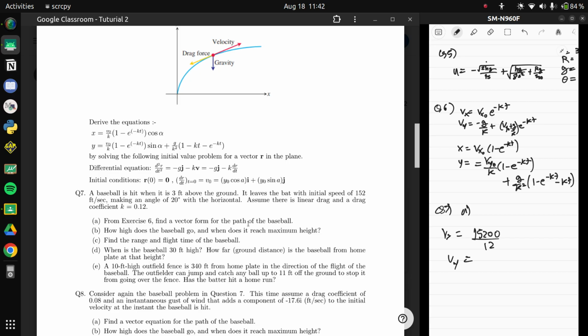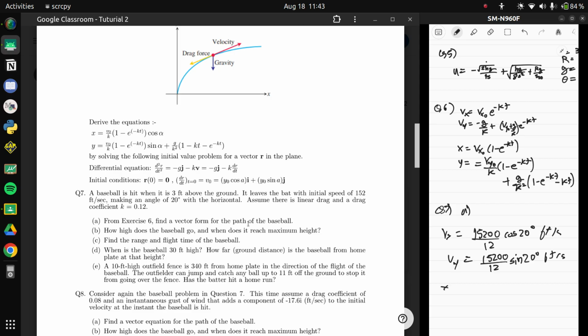This time, at an angle of 20 degrees. Once again, I'm not going to be able to solve this because I don't know what cosine 20 degrees is. But you got 15200 upon 12 sine 20 degrees, and all of this is in feet per second. That's kind of all that we were given. So find a vector form of the path.